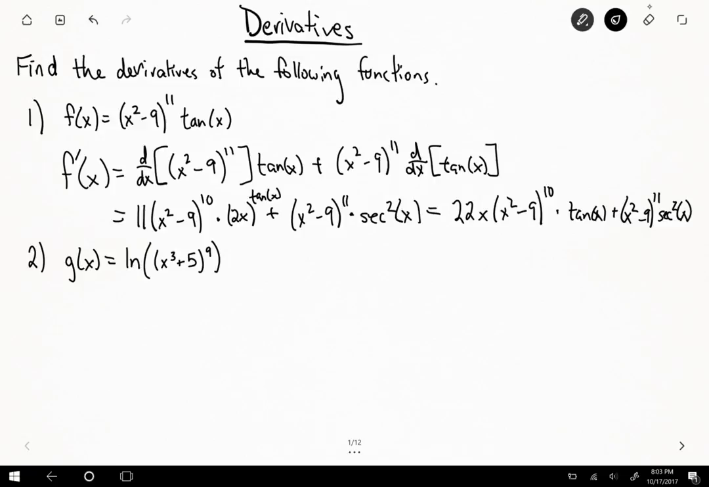So that's using the product rule along with the chain rule. We see how that works. Let's try another one here. You have g of x equals natural log of x cubed plus 5, that quantity raised to the 9th power.